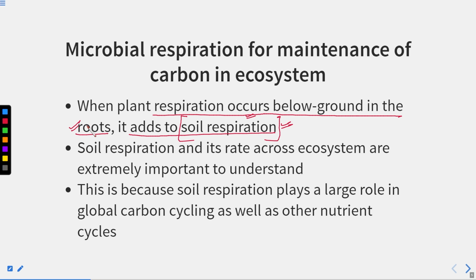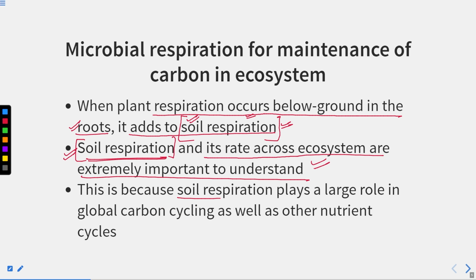Roots of the higher plants, lower plants, all the green plants are present in the soil, and around these roots there are so many microorganisms and different fauna. They do the process of respiration, and that is called soil respiration. So soil respiration and its rate across the ecosystem are extremely important to understand. This is a phenomenon that we are going to study, and we will see how important it is.